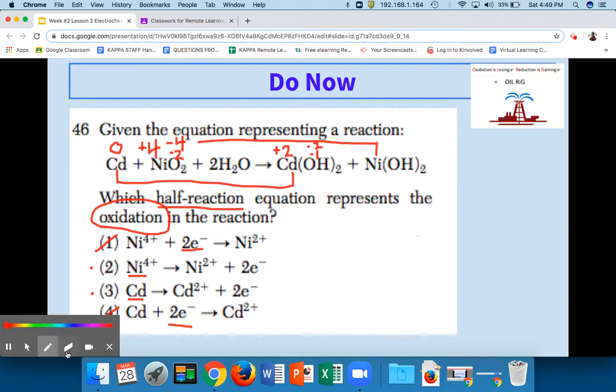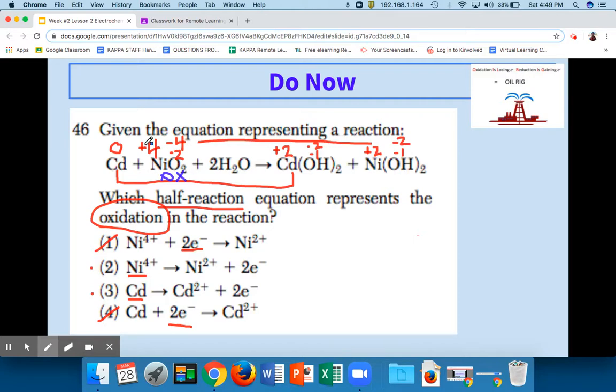Okay, what about down here? OH we determined has a -1. There's two of them, it overall has a -2. And then nickel must have a +2. So looking at both half reactions, cadmium is going from 0 to +2. Is it being oxidized or is it being reduced? Its charge is going up, so it's losing electrons. And we remember that oxidation is losing. So this is what's being oxidized.